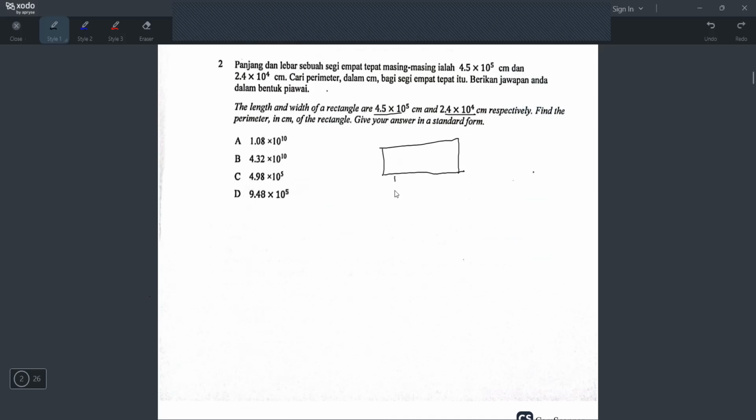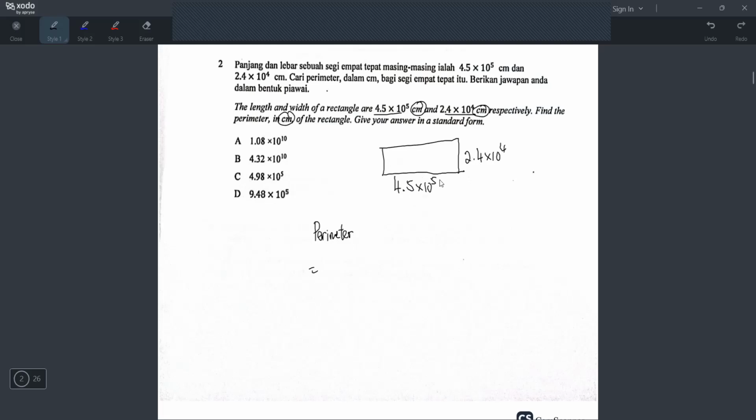So the length is 4.5 exponent 5. And then this one is 2.4 exponent 4, or you can call it 2.4 times 10 power 4, and they are both in cm. So the unit is already the same, and they want to find the perimeter also in cm, and give your answer in standard form. So everything is in cm, so I don't think I have to convert the unit. I just have to find the perimeter, right? How to find the perimeter? You have to add all these 4 sides together, right?